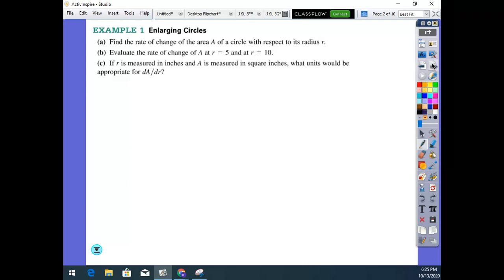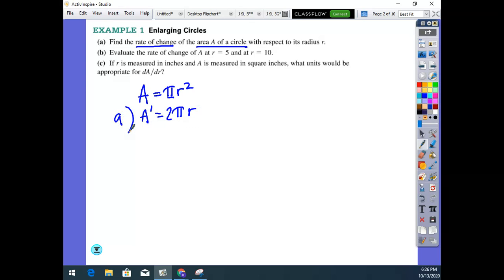Okay, so example 1, find the rate of change of the area of a circle. So what is the area of a circle formula? A equals pi r squared. So A prime, remember pi is a number, that's a coefficient, 2 times pi r, subtract 1 from the exponent. This is my derivative of the area of a circle. So that's my rate of change of the area of a circle.